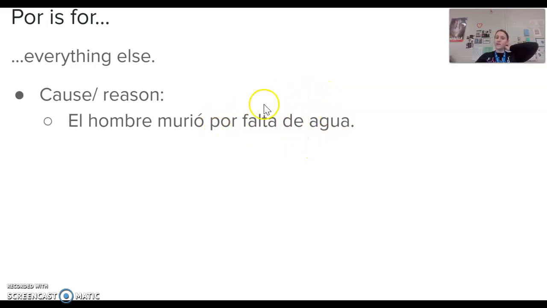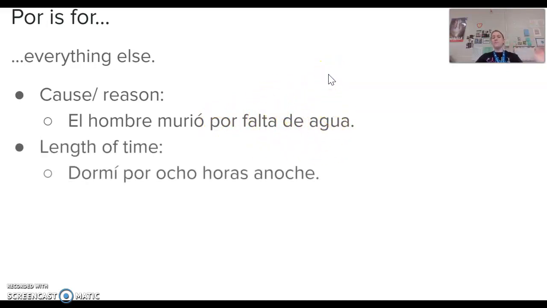What was the reason that he died? He didn't have water. Okay, a length of time. Dormí por 8 horas la noche. I slept for 8 hours last night. Okay, so length of time.